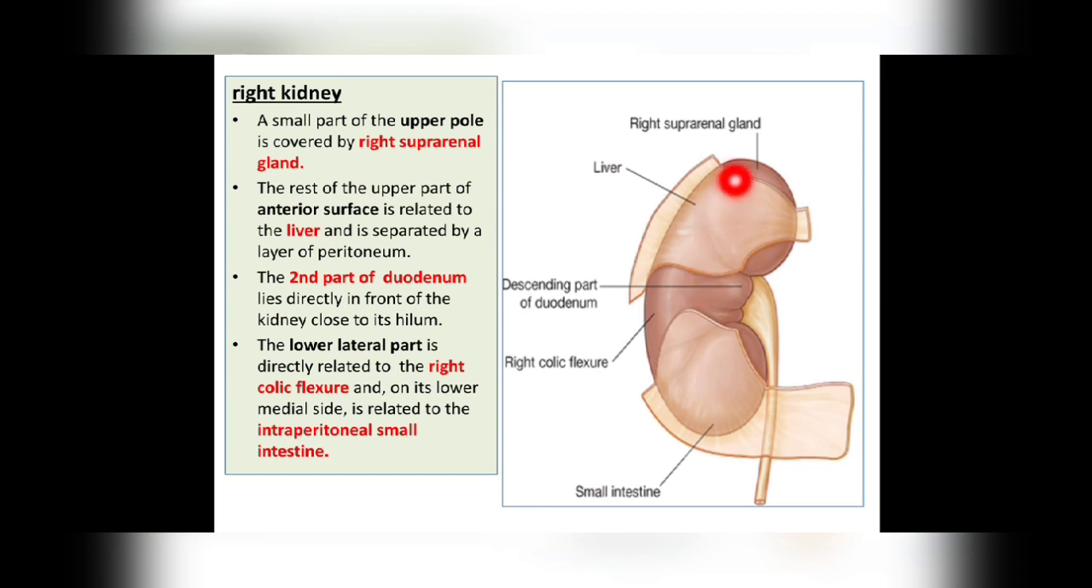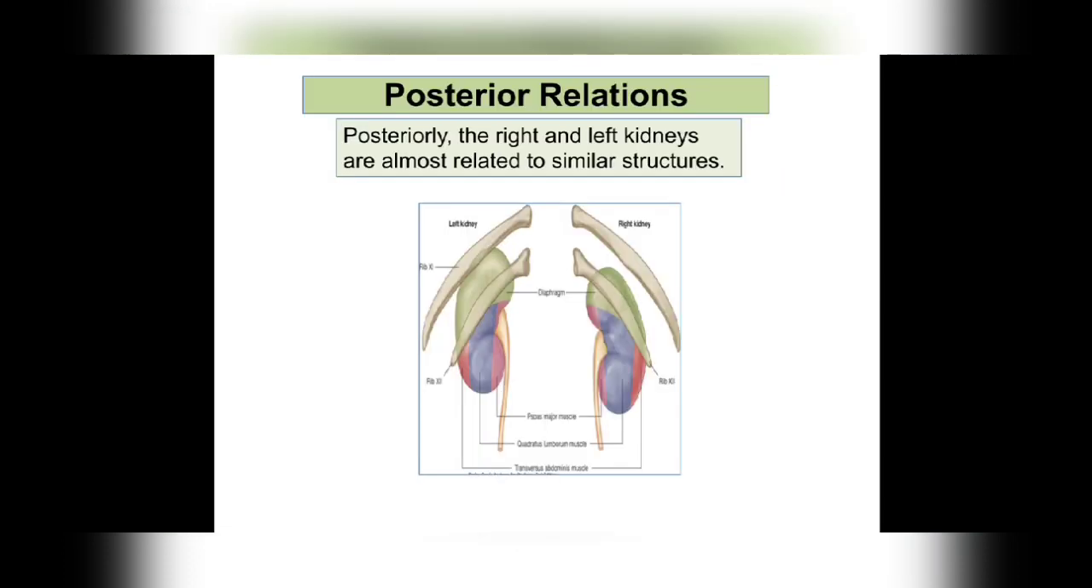Right kidney. A small part of the upper pole is covered by the right suprarenal gland. The rest of the upper part of the anterior surface is related to the liver and is separated by a layer of peritoneum. The second part of the duodenum lies directly in front of the kidney close to the hilum. The lower lateral part is directly related to the right colic flexure and its lower medial side is related to the intraperitoneal small intestine.